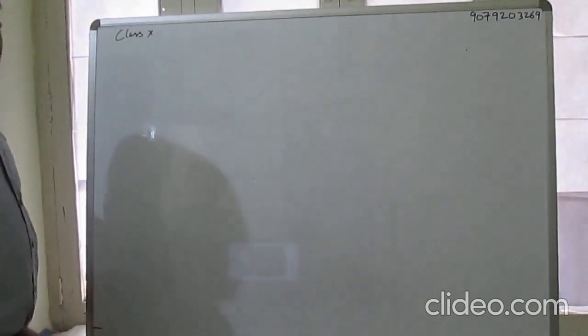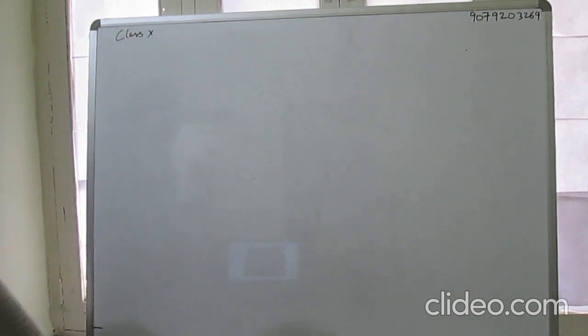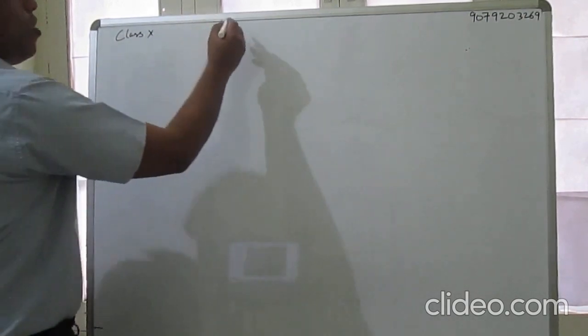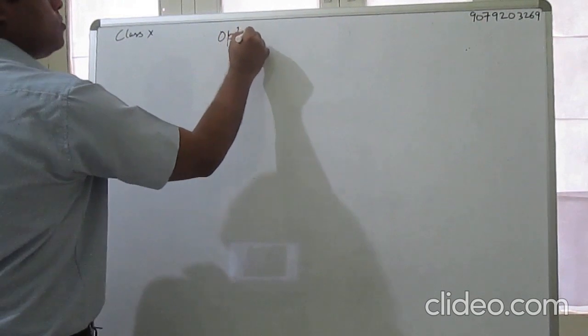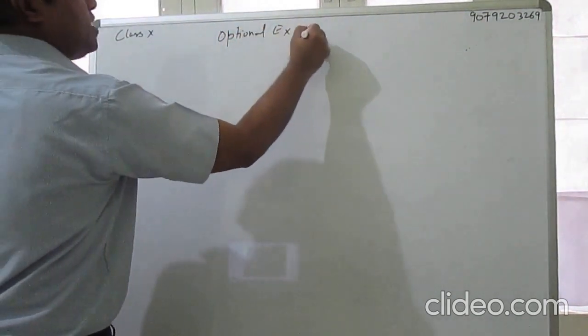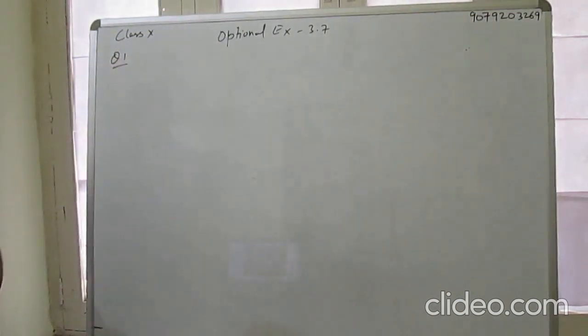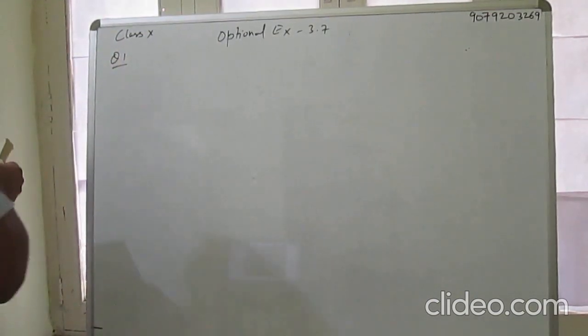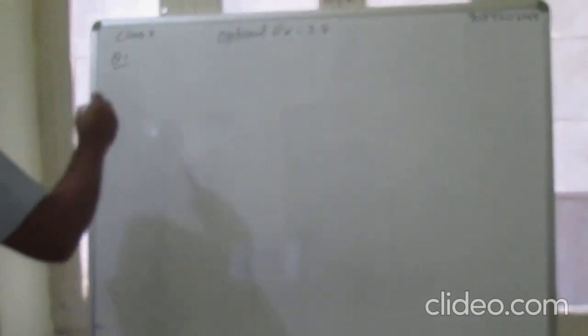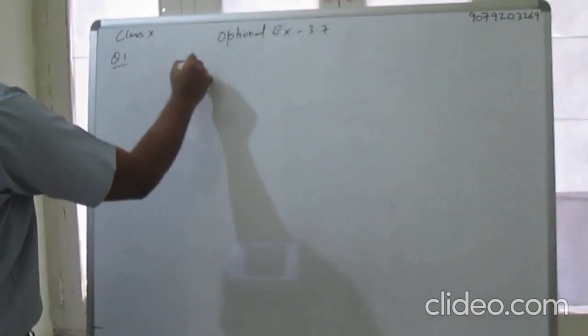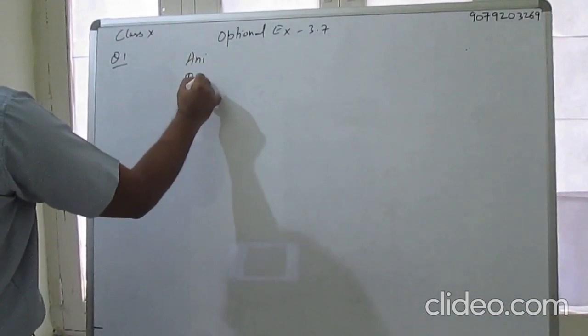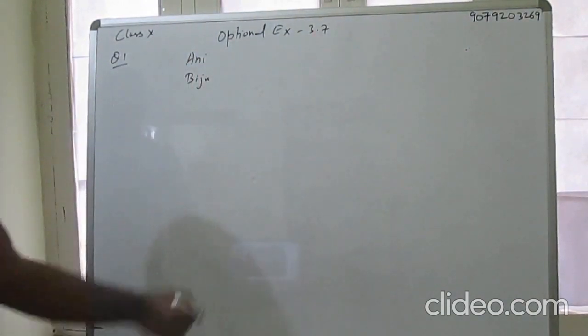Today I will start chapter 3, pair of linear equations in two variables, optional exercise 3.7. Question 1. I read the question. The ages of two friends, Ani and Biju, differ by 3 years.